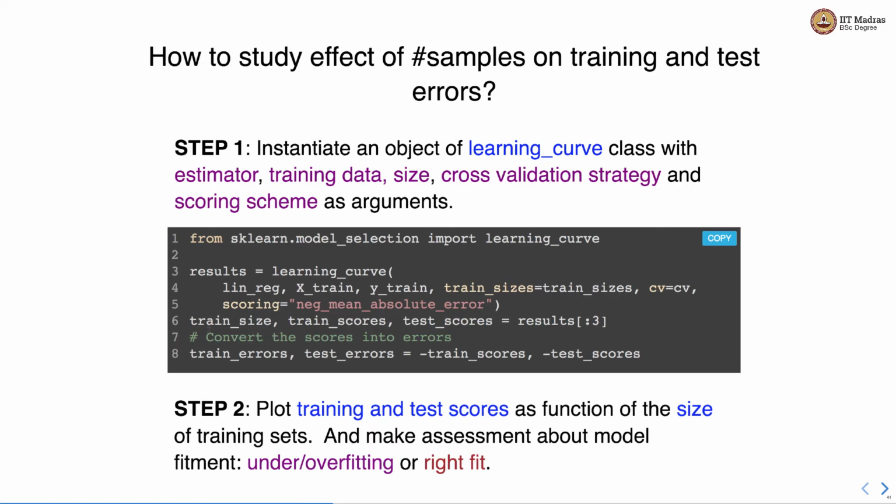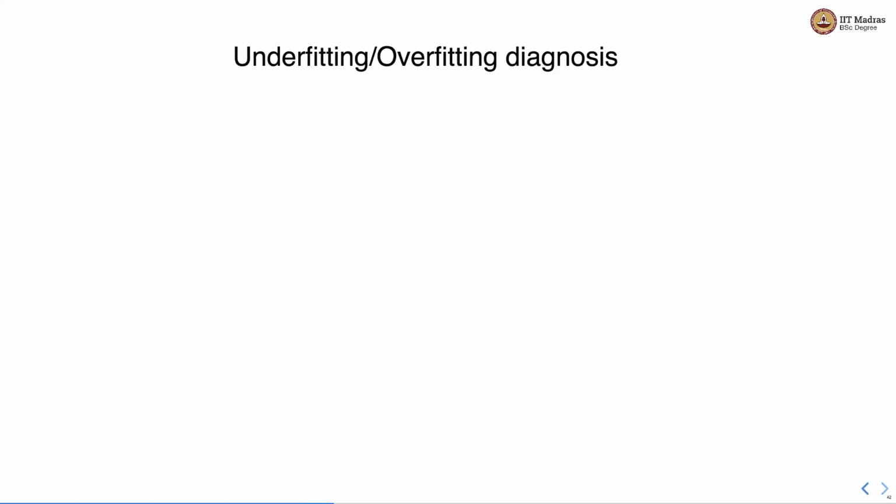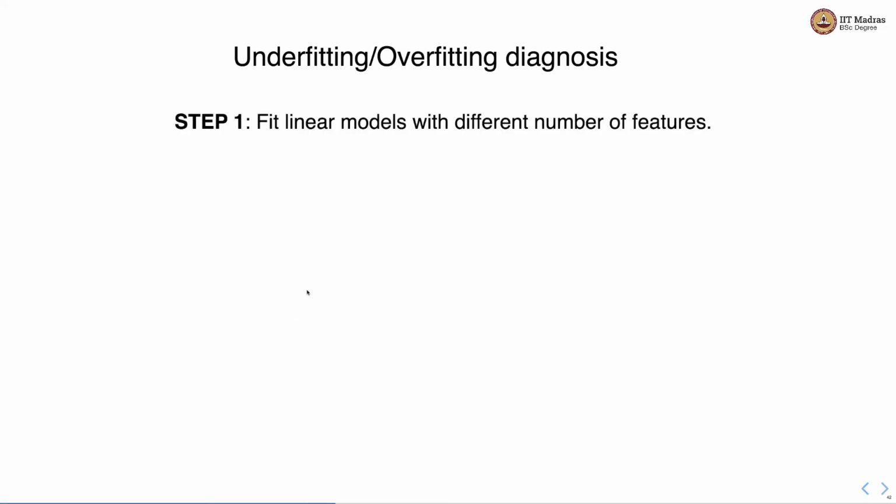In step 2, we generally plot training and test scores as a function of the size of the training set. And this plot helps us make an assessment about the model fit. We can diagnose whether the model is a just-right fit or whether it is underfitting or overfitting, and then take appropriate measures to alleviate any such fitting concerns. In order to perform underfitting and overfitting diagnosis, we have this four-step process, which we have also studied in the machine learning techniques course. We'll revise it over here, and in the Colab we'll actually implement this and experience how it works in sklearn.